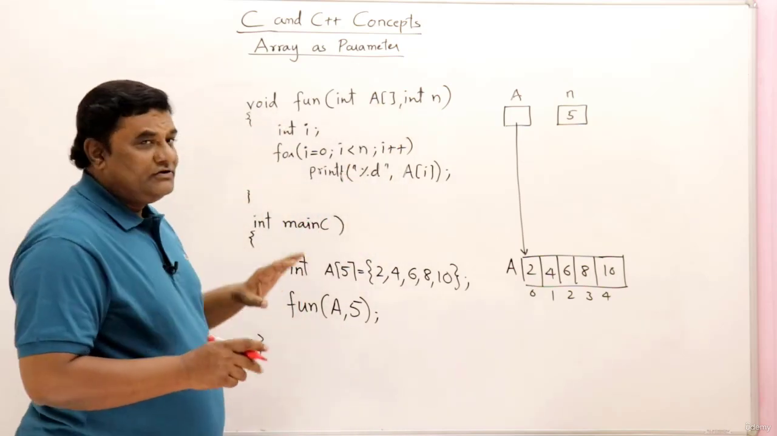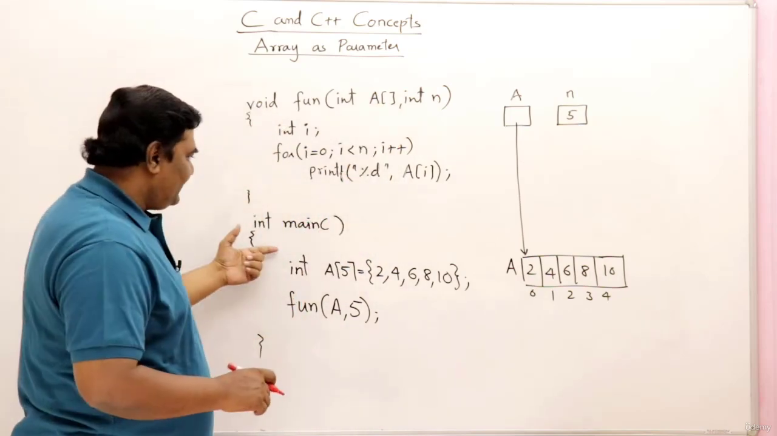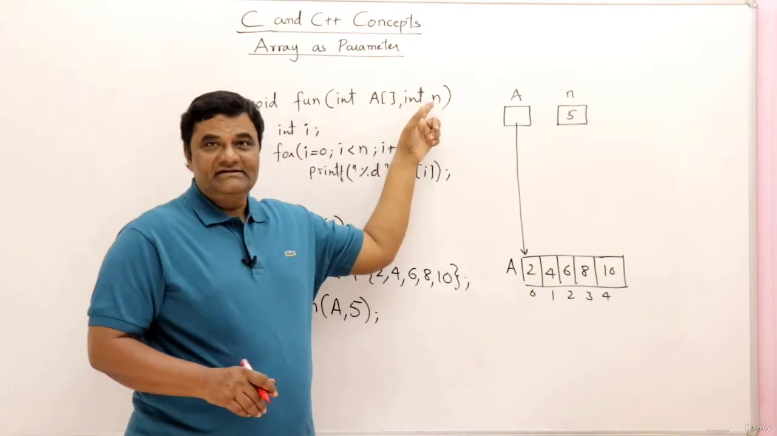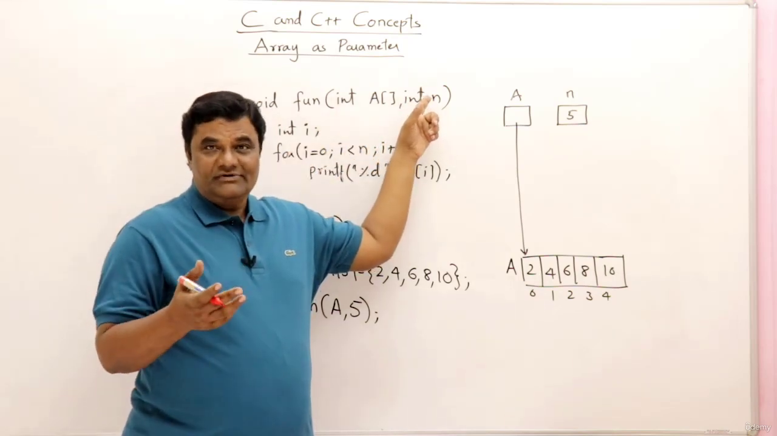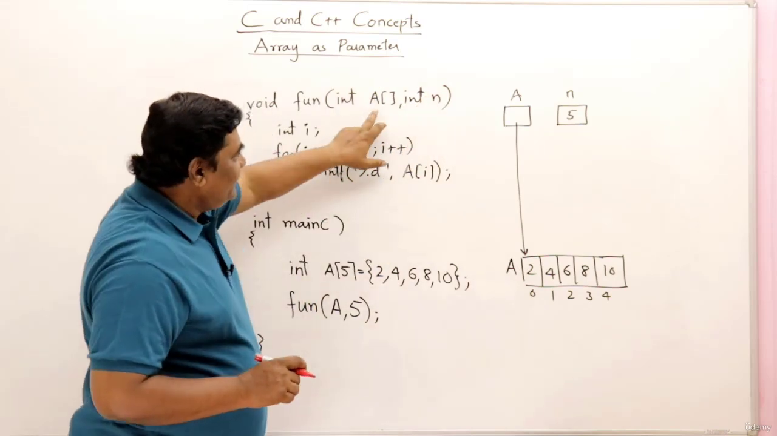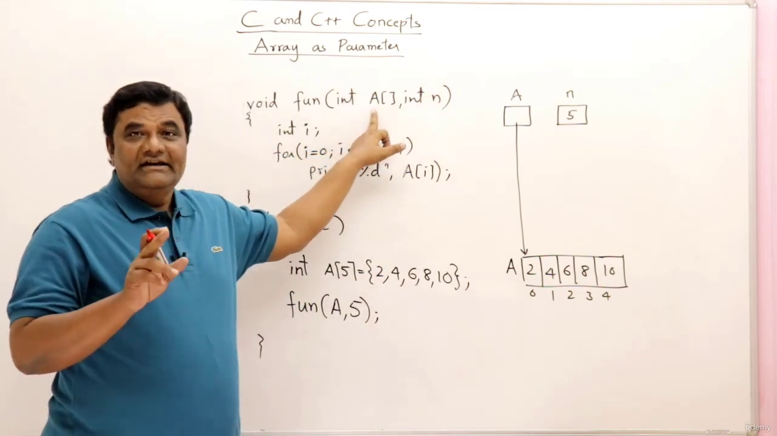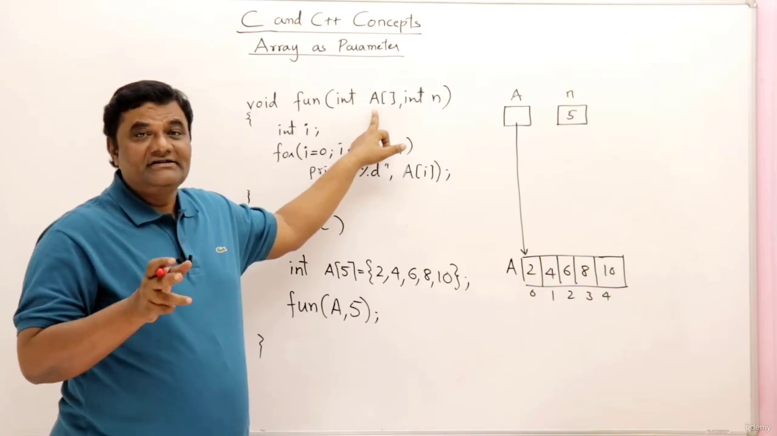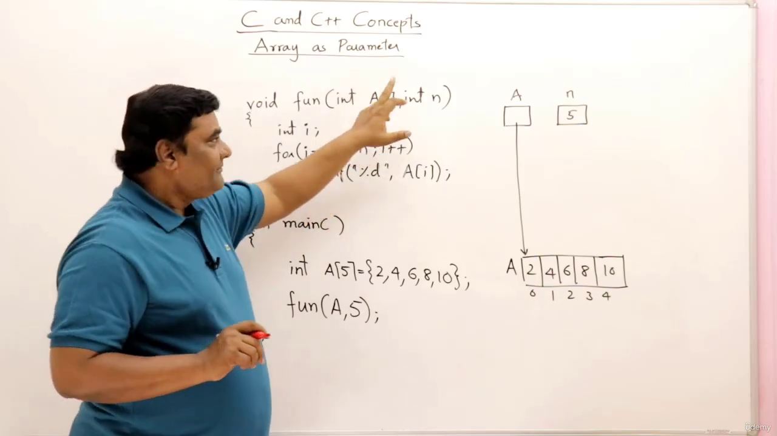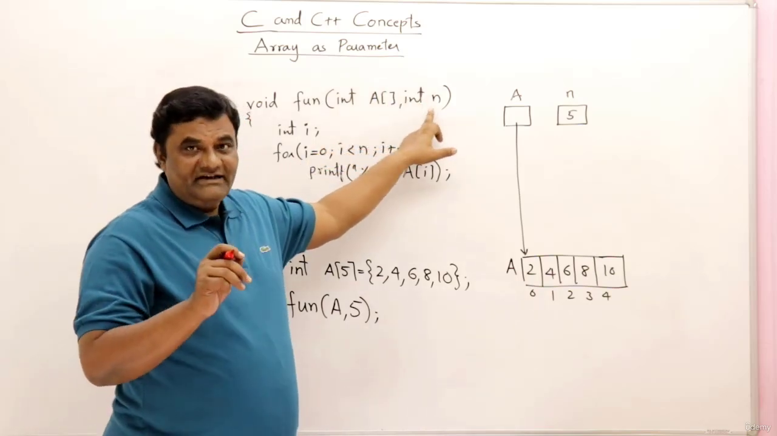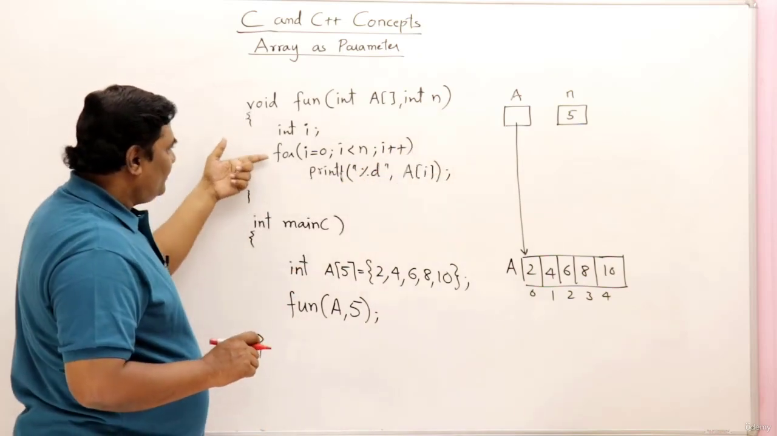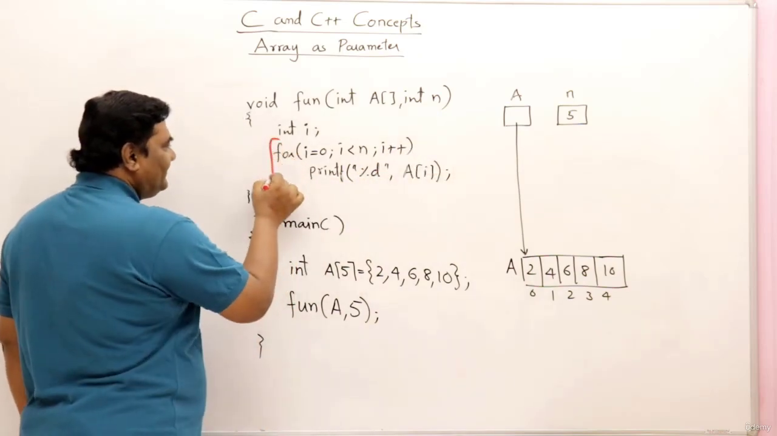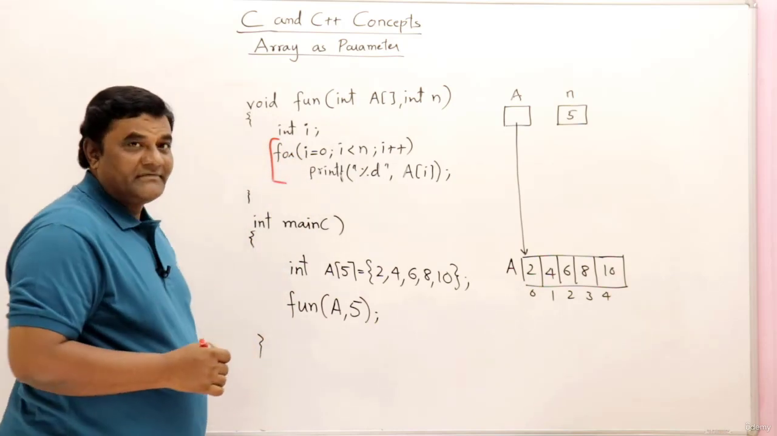And this function doesn't know the size of an array because array actually belongs to main function. So we should also pass what is the size of an array, means how many elements to access. So this A is actually like a pointer to an array. It's not an array itself, it's a pointer to an array, and this is number of elements. Now in this code I am just printing all the elements of an array. This for loop is printing all the elements of an array.